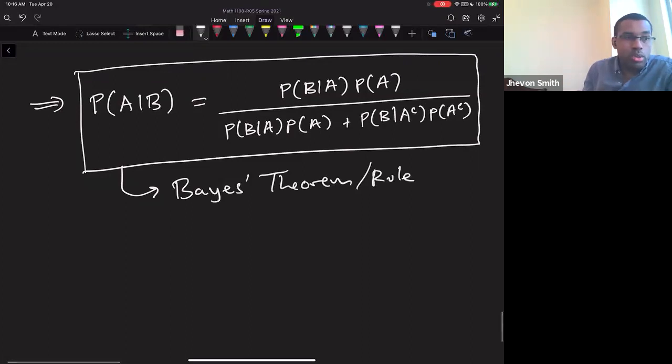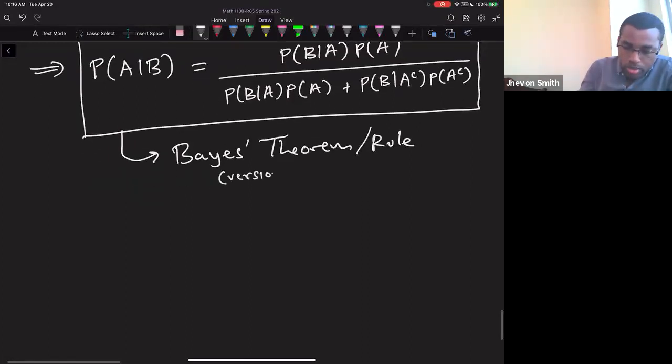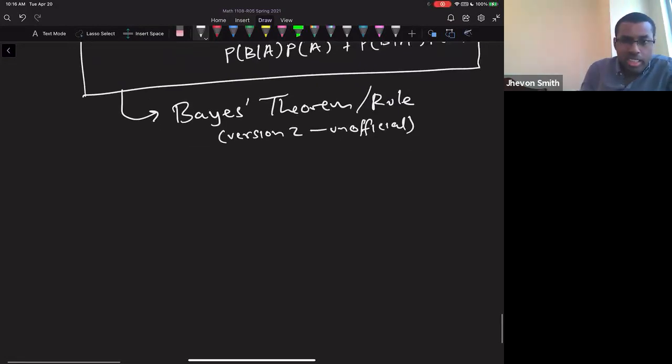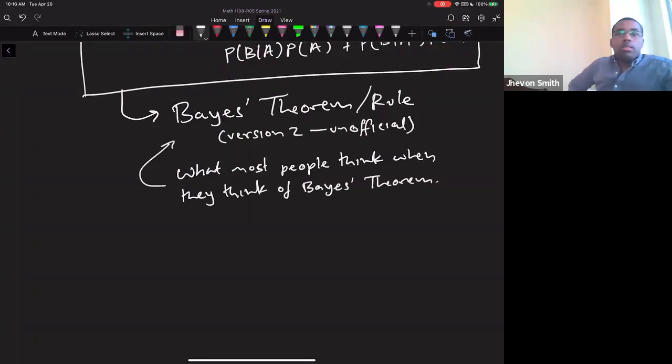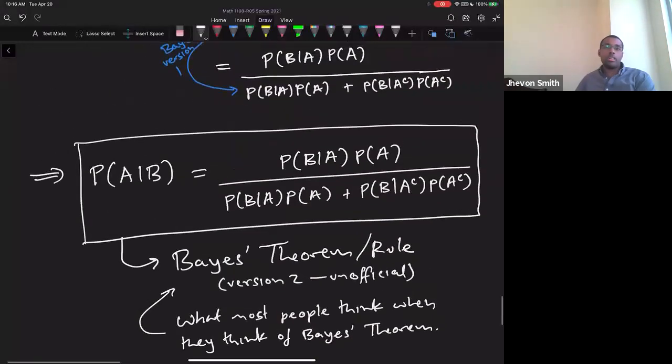A lot of people also call it Bayes' rule. This is version 2. That's unofficial. And this is what most people think of when they think of Bayes' theorem, by the way. What most people think of is our version 2, right? So if you look up Bayes' theorem in a textbook or on Wikipedia, this is the formula that you're going to see. What I do want you to notice is the following.